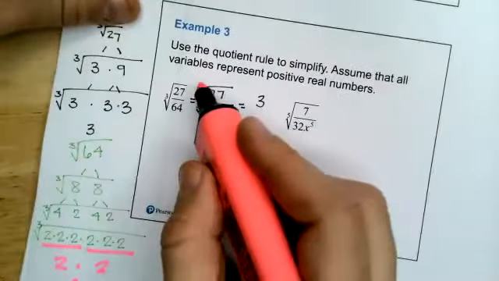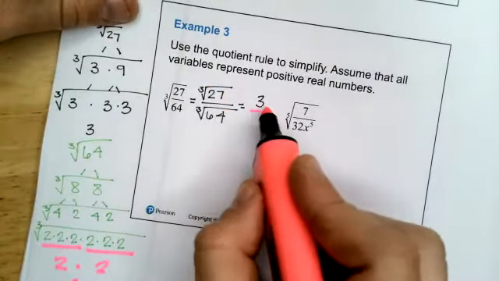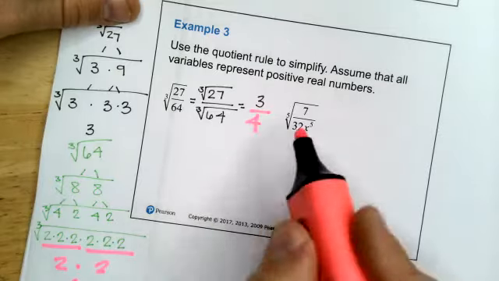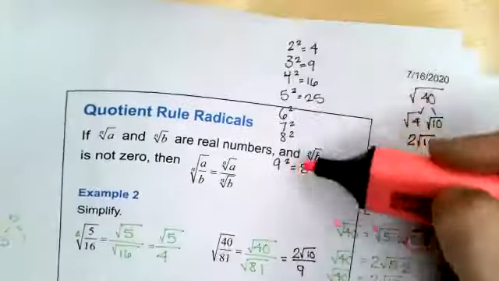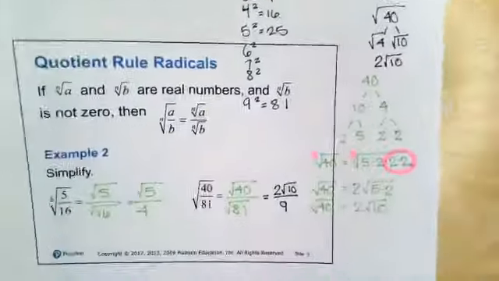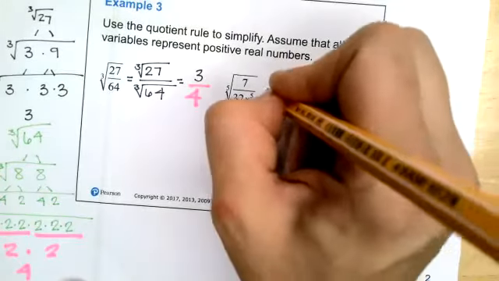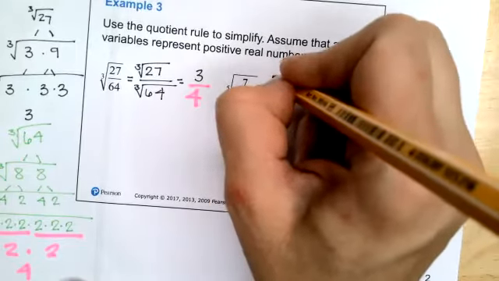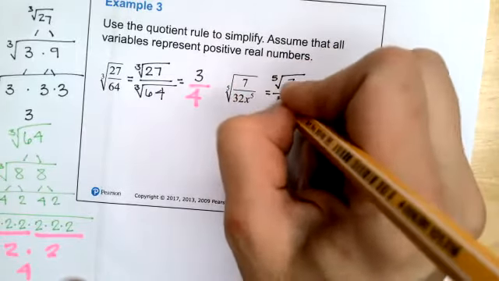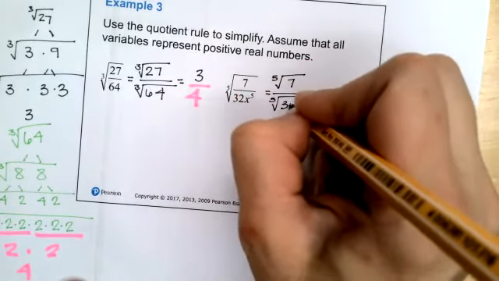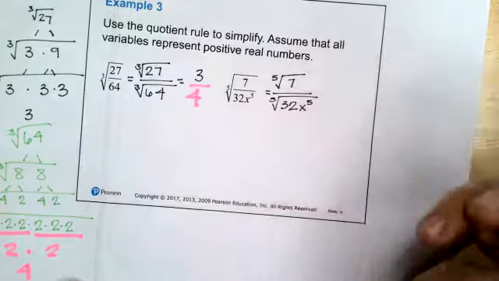Okay, so the cubed root of 27 is 3. The cubed root of 64 is 4. Again, it might be faster to just make a list of cube roots like that, or to check it in your calculator. All right, here we have the fifth root of 7, and I'm just going to write it like this, over the fifth root of 32x to the fifth.